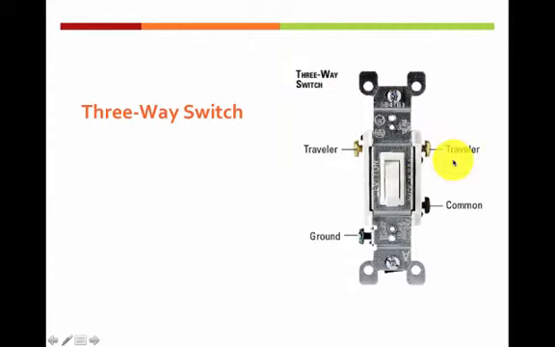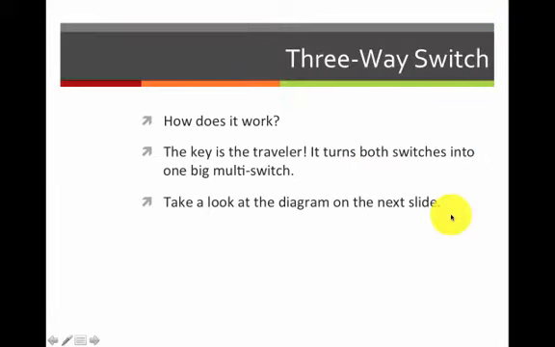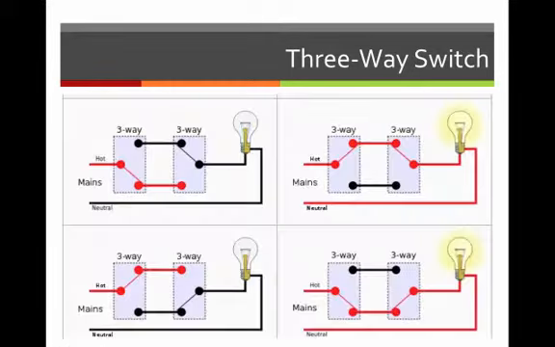Okay. What's unique about the three-way switch is it has an extra traveler, and if there was a four-way switch, it would have one right down here as well. So these travelers are going to require a little extra wiring, but you'll see why they're necessary for the three-way switch to operate. Okay, and so we're going to go ahead and take a look at the diagram on the next slide.